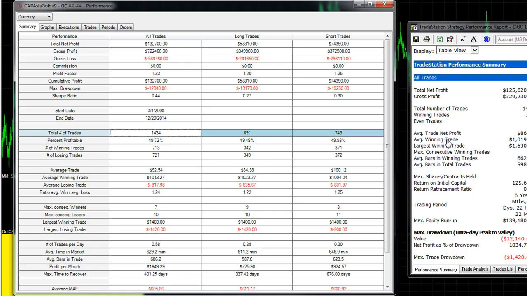There are 1,434 trades in Ninja, 1,451 in TradeStation, 125,000 in TradeStation, 132,700 in Ninja, and the max drawdown is 12,040 in Ninja, 12,140 in TradeStation, and it's 49% profitable, which is the same as TradeStation. It's 54% in the short term, so since mid 2012 it's about 54% profit. Average trade profit is a little higher in Ninja. Between platforms, some systems work a little bit better in TradeStation, some work a little bit better in NinjaTrader, and these are the results.